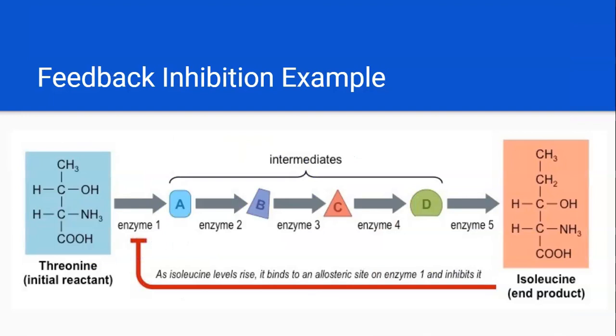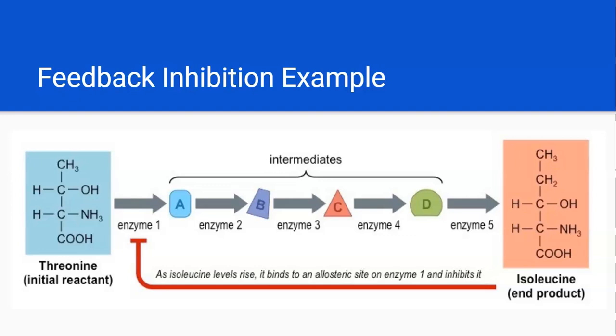This also lends to the idea of feedback inhibition, where the product of a specific pathway, just by its increase in presence, can act as a physical inhibitor to one of the enzymes upstream. So in this case, isoleucine can act as an allosteric inhibitor on enzyme 1. So it will bind to enzyme 1 and prevent the pathway from continuing.